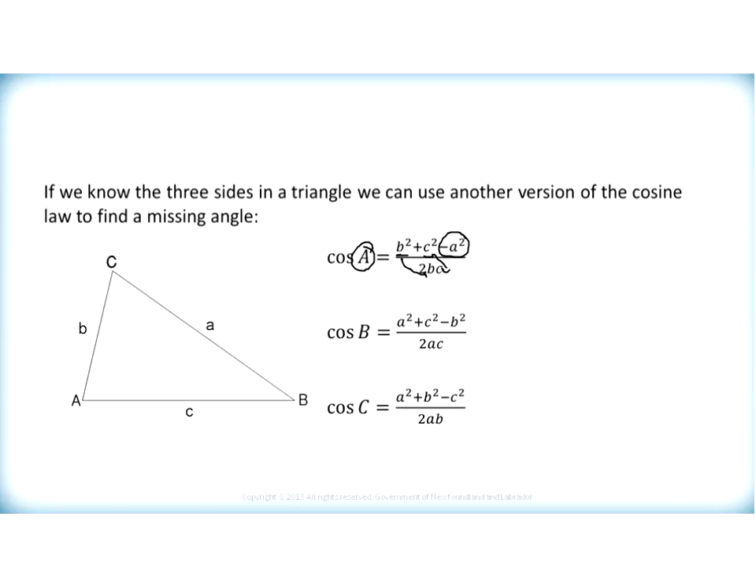Okay, so I got cos A is equal to b squared plus c squared minus a squared, all divided by 2bc. Cos of angle B is equal to a squared plus c squared, the other two sides, minus b squared, which is the opposite to angle B, all over 2ac. And cos of angle C, if we're looking for angle C, is equal to a squared plus b squared minus c squared, all divided by 2ab.